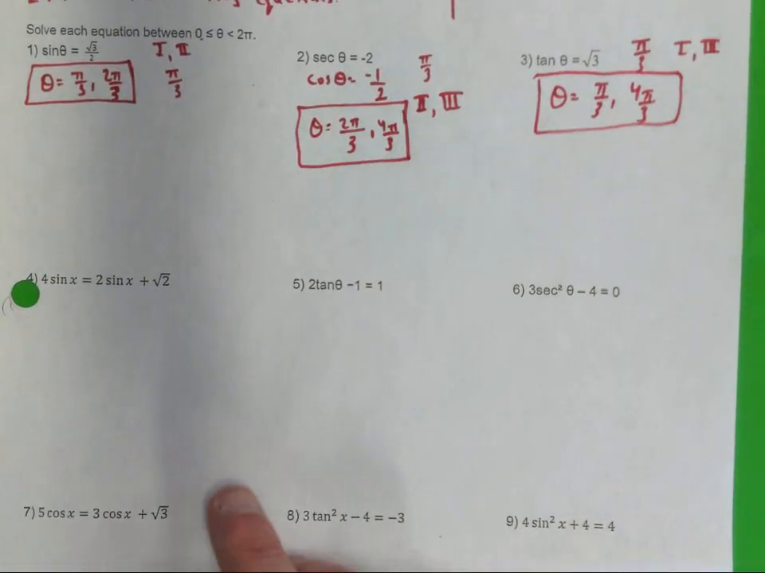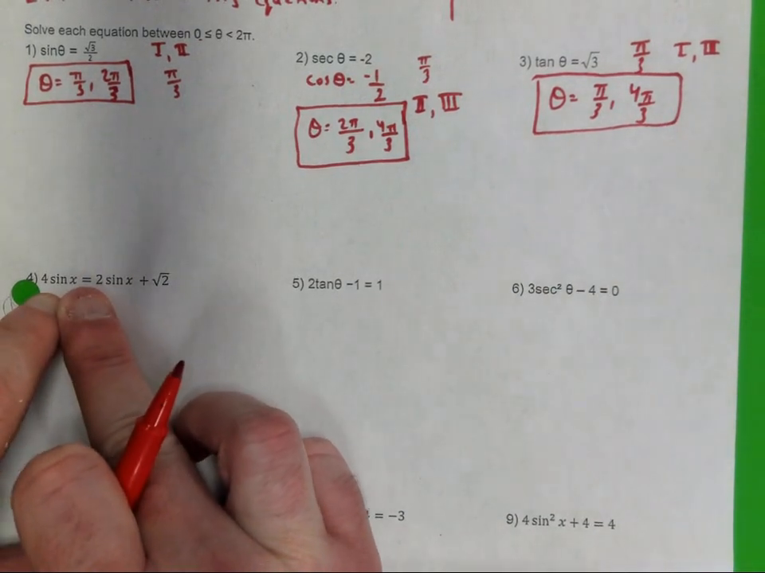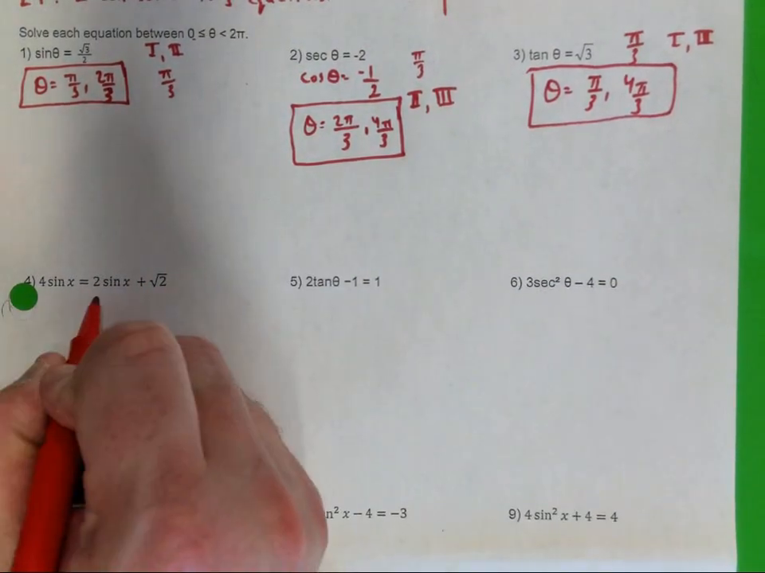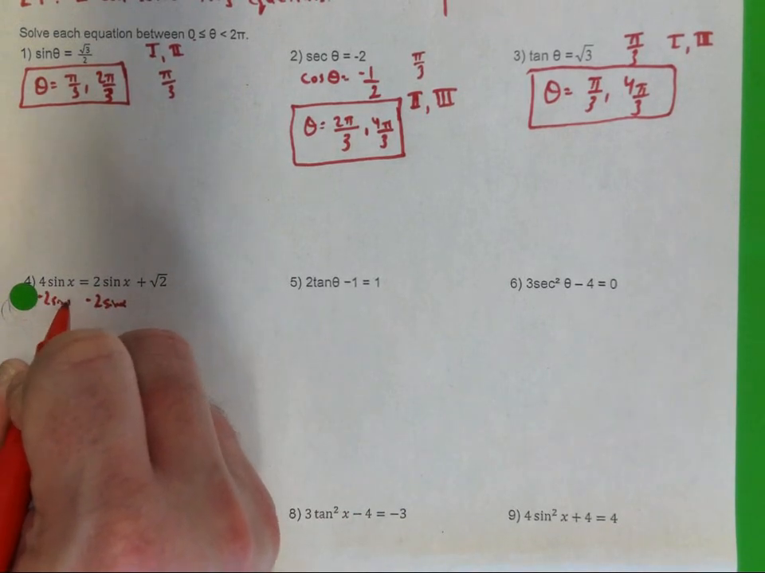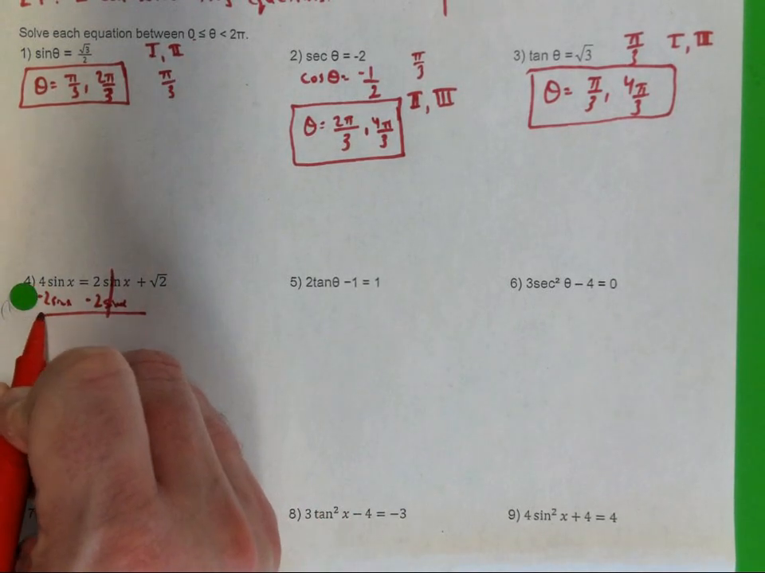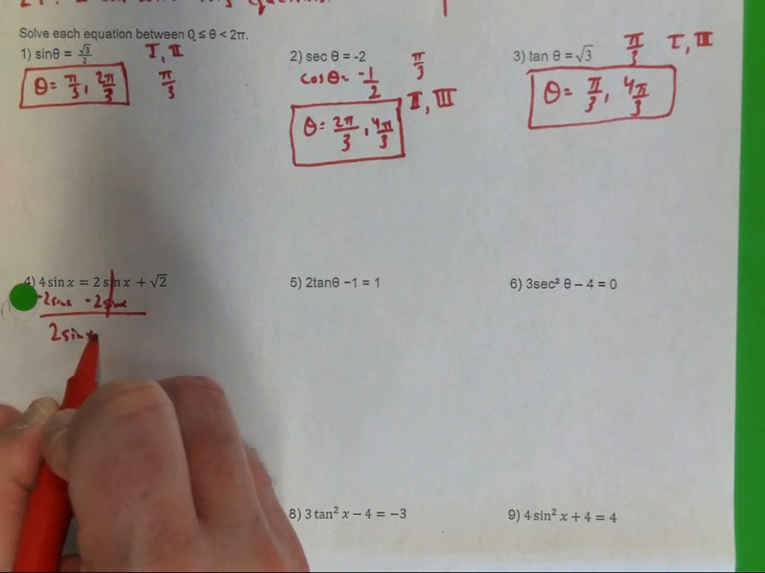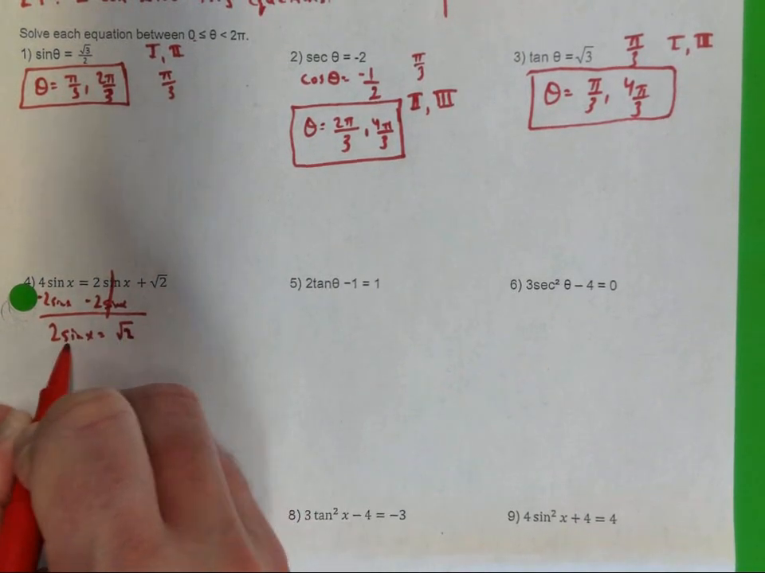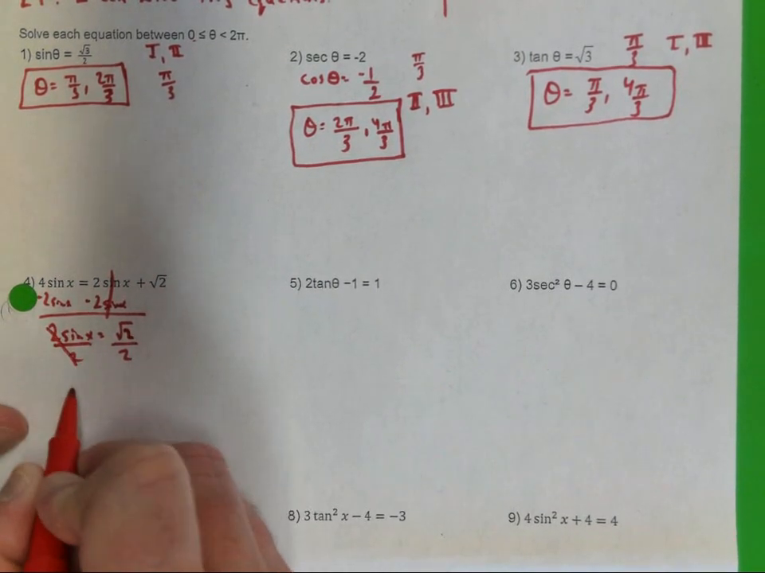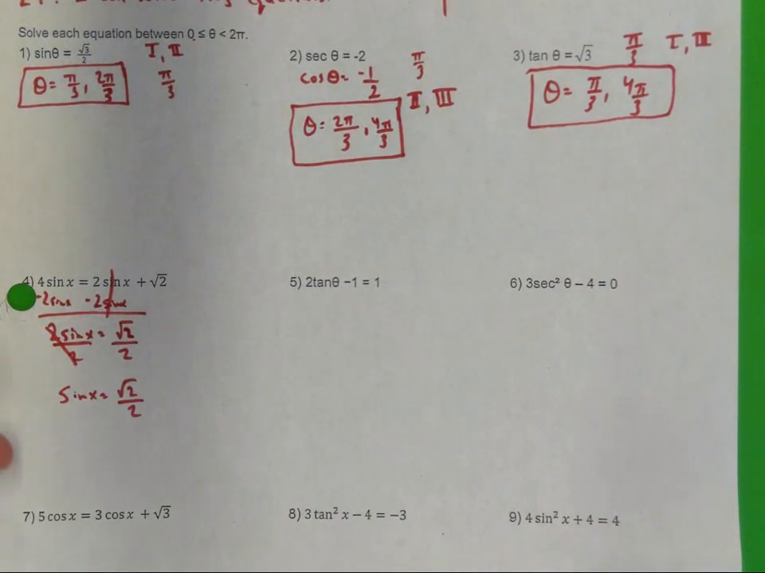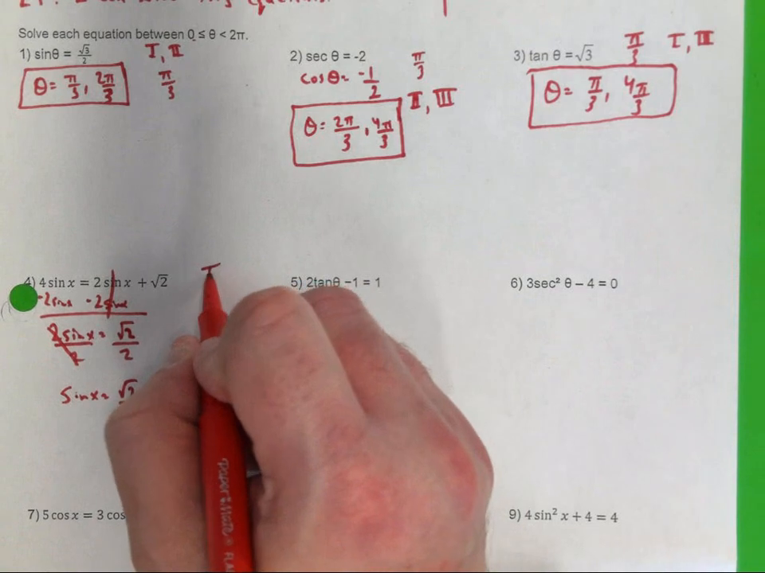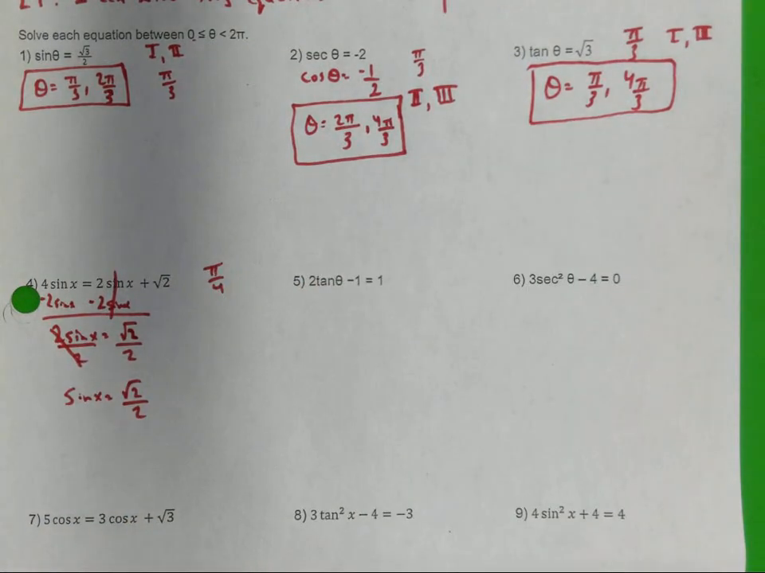On number 4, you have one here. You need to get both on the same side and get it by itself. So I'm going to move this one over. Negative 2 sine x, negative 2 sine x. 4 and negative 2 gives me 2 sine x equals square root of 2. I'm going to divide both sides by 2. Well, I know this is dealing with the pi over 4 family.